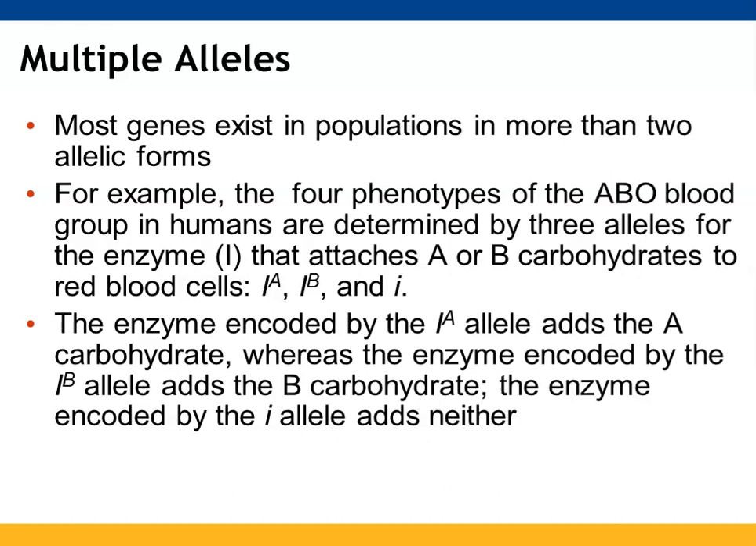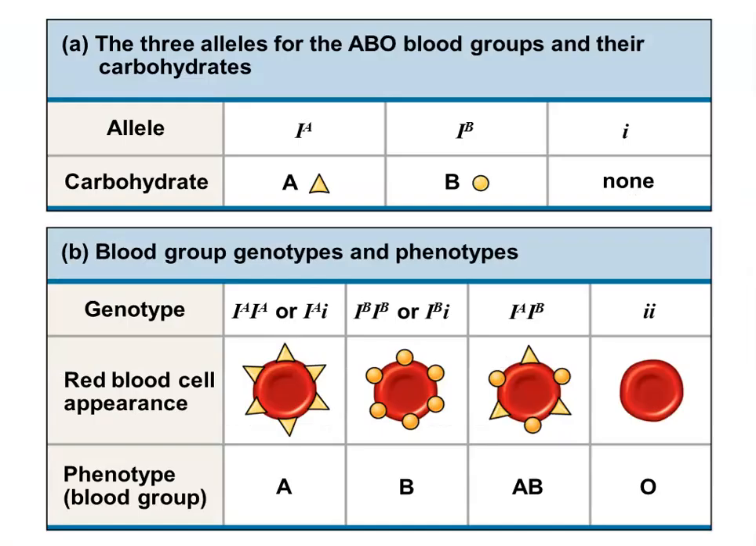So the IA allele codes for the A carbohydrate, the IB allele codes for the B carbohydrate, and when you have both of those, you get both types of carbohydrates. If you have little i, you don't get any carbohydrates that are going to be attached to your blood cells. And that's how your cells are able to recognize those different blood types.